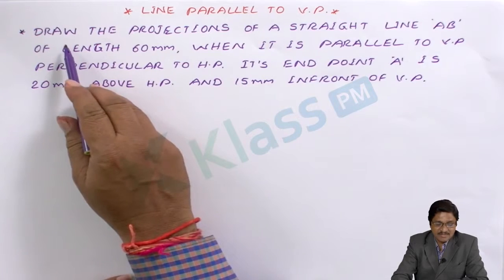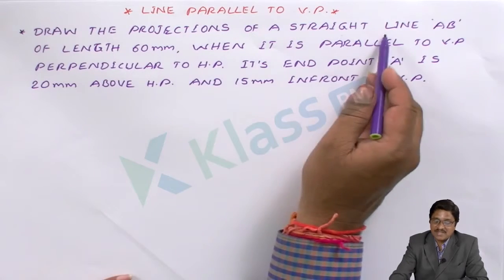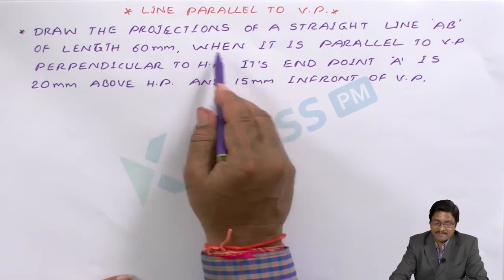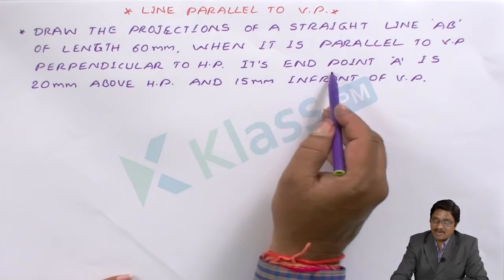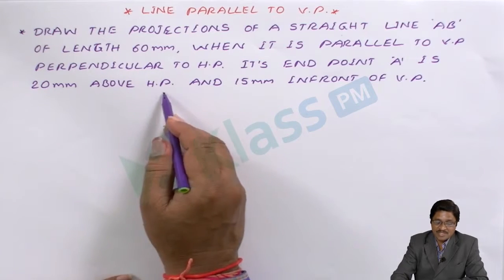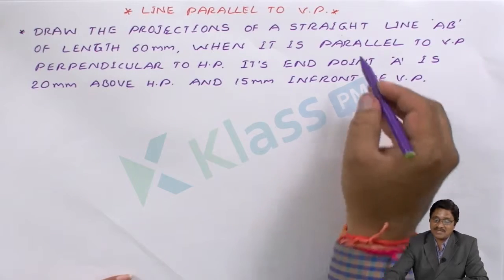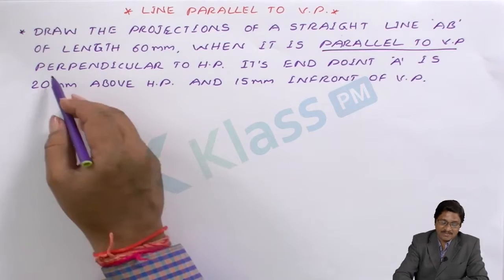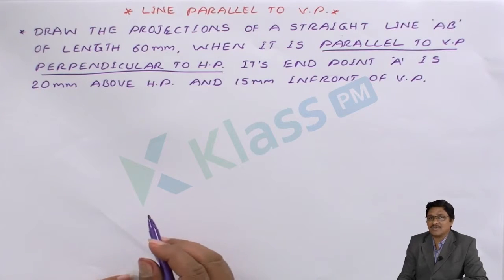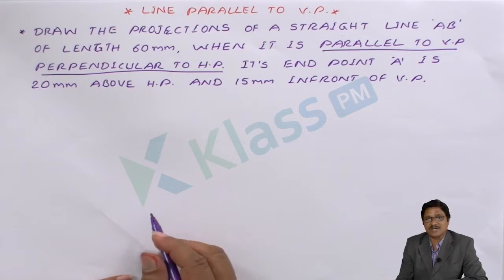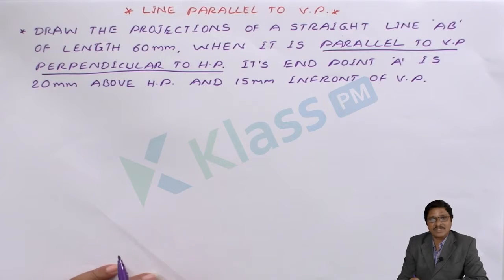Now I will read the problem and try to understand what it is asking. Draw the projections of a straight line AB of length 60 mm when it is parallel to VP and perpendicular to HP. Its end point A is 20 mm above HP and 15 mm in front of VP. So clearly they mention the condition: parallel to VP and perpendicular to HP. Whenever they ask for projections, they are asking for projection on VP and projection on HP, so indirectly they are asking for the front view and top view only. You have to keep that in mind.